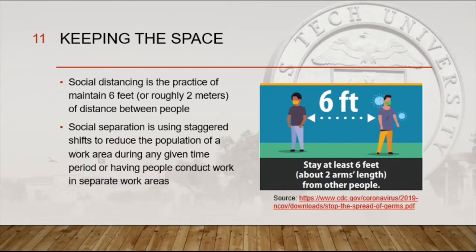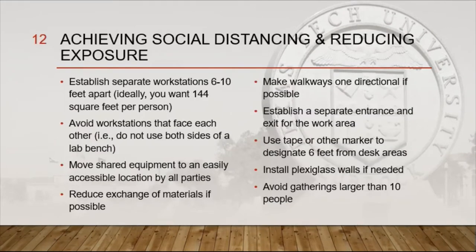Keeping the space. Social distancing is the practice of maintaining 6 feet, or roughly 2 meters, of distance between people. Social separation is using staggered shifts to reduce the population of a work area during any given time period, or having people conduct work in separate work areas. Achieving social distancing and reducing exposure.